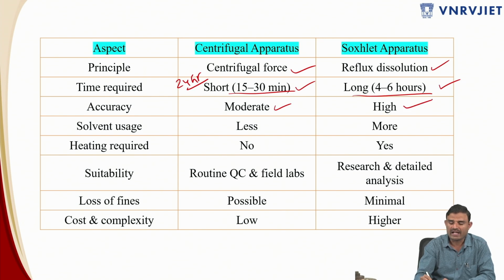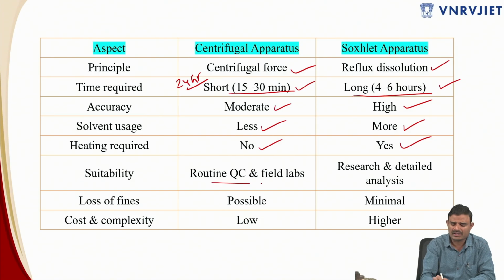But with Soxhlet, the accuracy will be very, very high, because with the filter paper there will be no fines coming outside of the paper thimble. The solvent used is less here, whereas initially you have to use more. And heating is required here; there is no heating in the case of the centrifugal apparatus. You have to go for heating in this case.